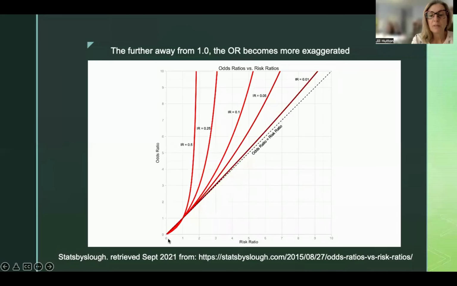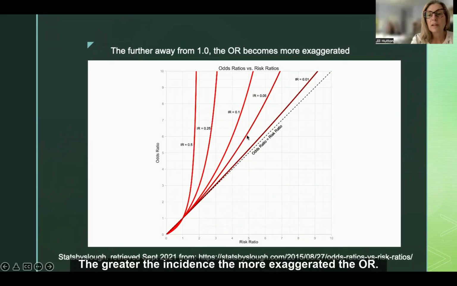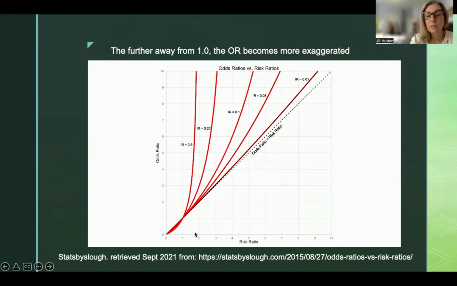So this graph has risk ratio and odds ratio, and these are different incidences within a population. So you'll see right around 1, they converge. So something that's 1.2, an odds ratio, is typically not going to be that far off from a risk ratio. But note that as you get higher up, the odds ratios really exaggerate. And so if you were to have an odds ratio of 6, that really might only equate with a risk ratio of about 1.6. So you need to be careful as you get away from 1.